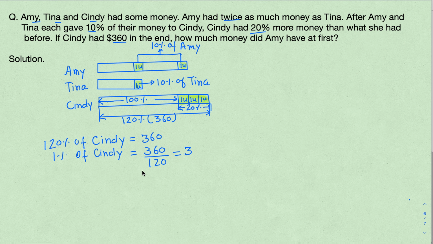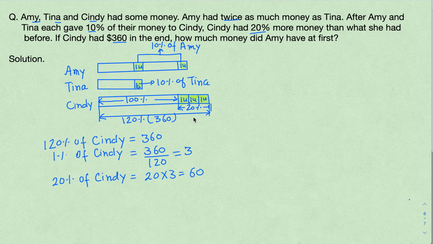So how much will be 20% of Cindy? Why am I interested in knowing 20%? Because I want to know how much she received from Emmy and Tina, because whatever she received from Emmy and Tina accounts for 20% of Cindy's money. So that's why I'm interested to know how much will be 20% of Cindy. Okay, so 20% of Cindy will be 20 times 3. It's obvious, which will be 60, right? So that means Cindy has received $60 from Emmy and Tina, right?